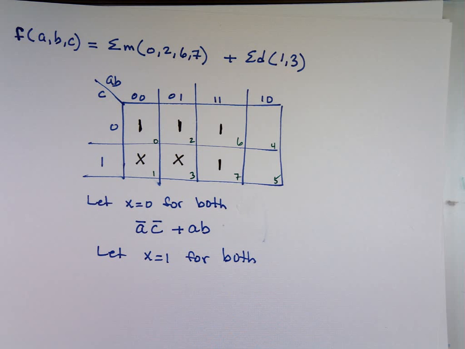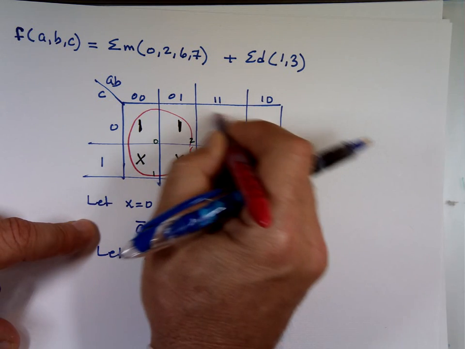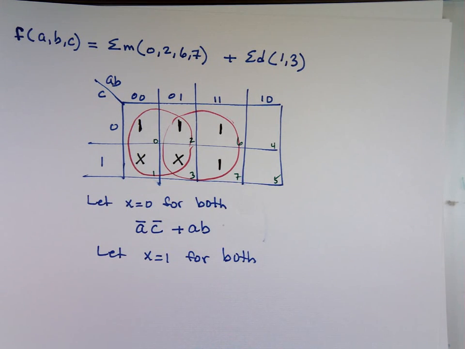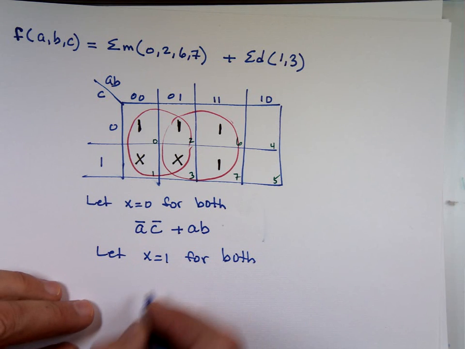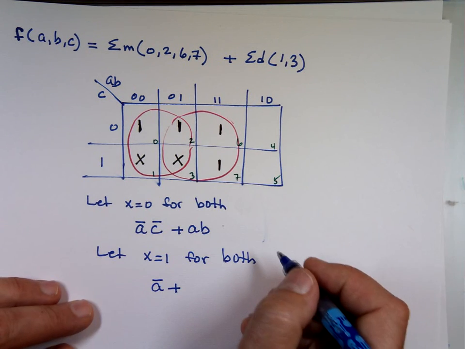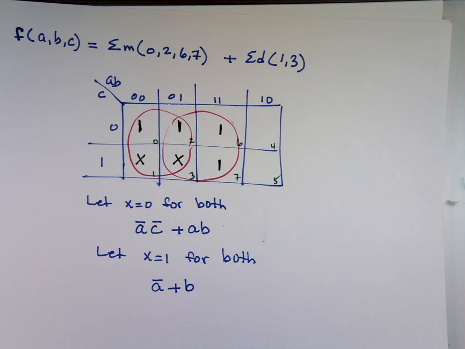If x is 1 for both, I can take this as a group of 4, and I can take these two as a group of 4, and that covers all of them. If I take these two as a group of 4, the first group, what are you going to have? A naught. And for the second group of 4, that's B. Which one is more simplified? The bottom one.